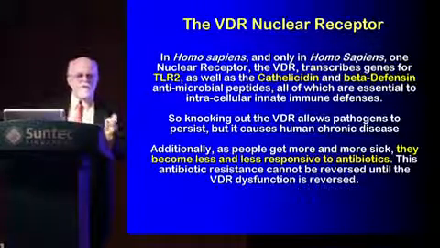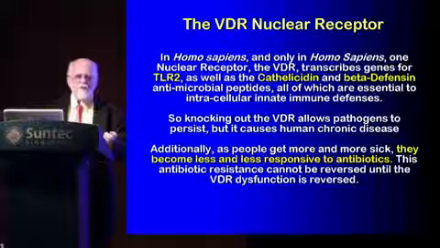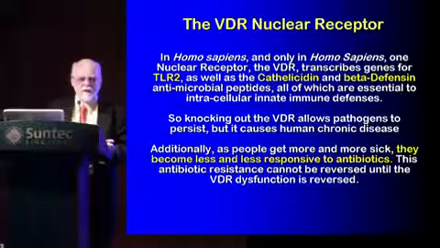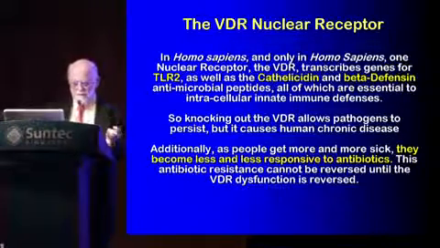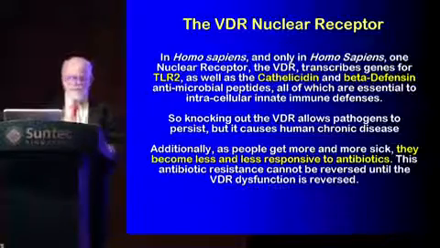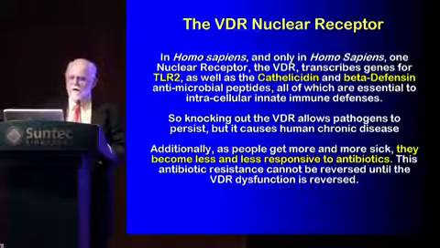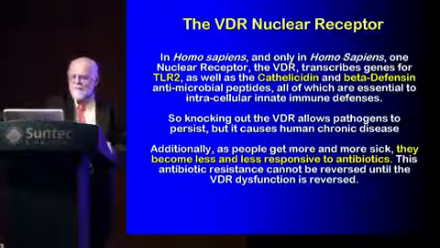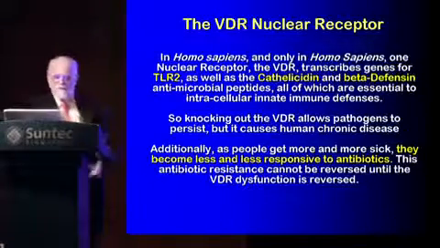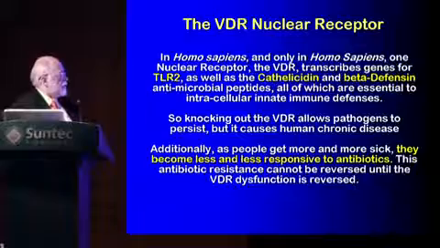If innate immunity fails, then the cytokine cascade that will be caused by innate immunity will flow on to the adaptive immune system with the random generation of antibodies. Knocking out the VDR allows these pathogens to persist, but it causes human chronic disease.